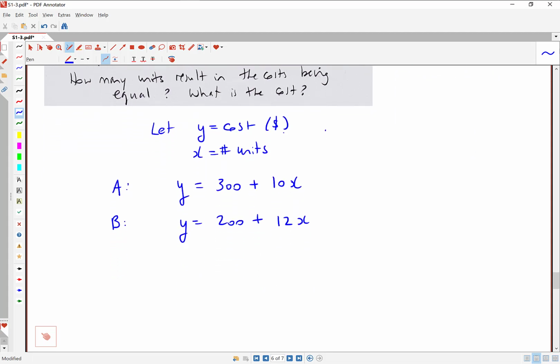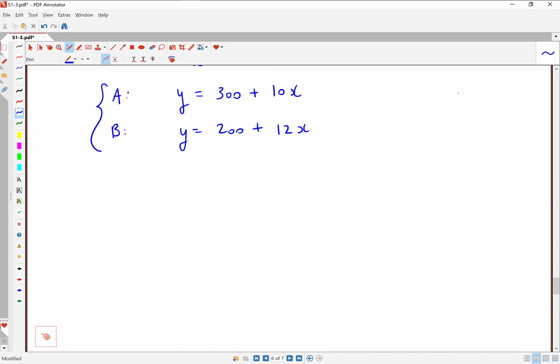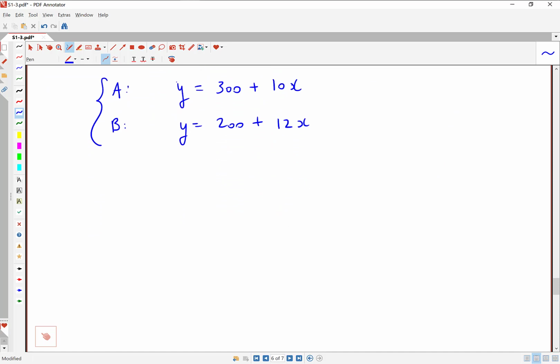And then we can rephrase the question. The question is saying, how many units result in the cost being equal, and what is the cost? That's just another way of saying solve for X and solve for Y. So it's really just going to come down to solving this system. We're going to solve this in the usual way. Notice that we've already solved for Y in each equation, so that makes things particularly easy. We're just going to say Y equals Y.